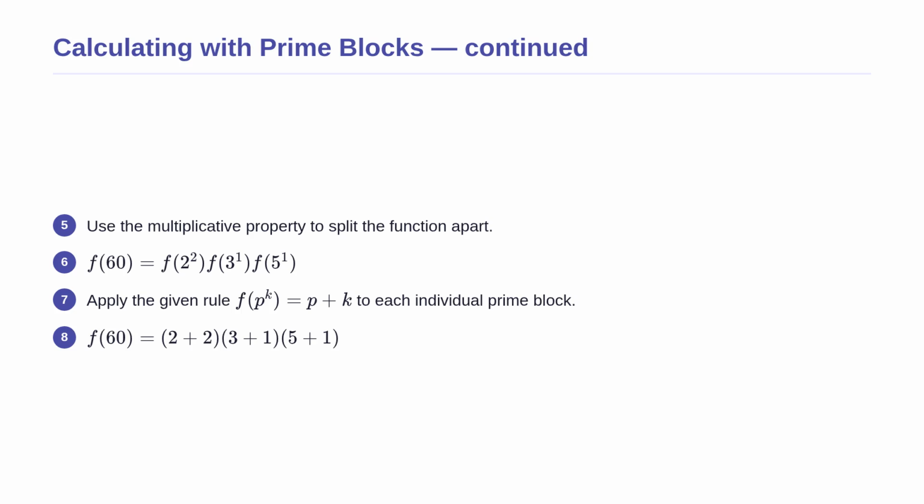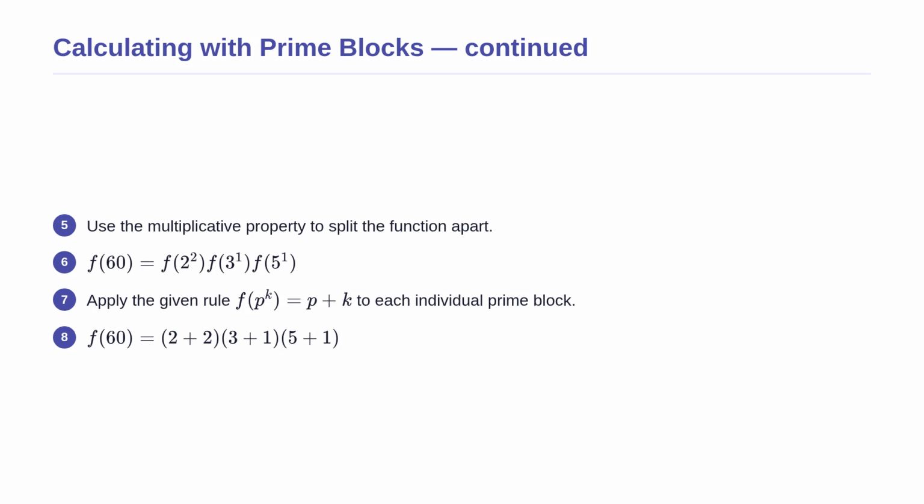Continuing with our calculation, we can now use the multiplicative property to split the function apart. Because the prime blocks are co-prime, f of 60 becomes f of 2 squared multiplied by f of 3 to the first multiplied by f of 5 to the first. We have broken the difficult problem into 3 bite-sized pieces.